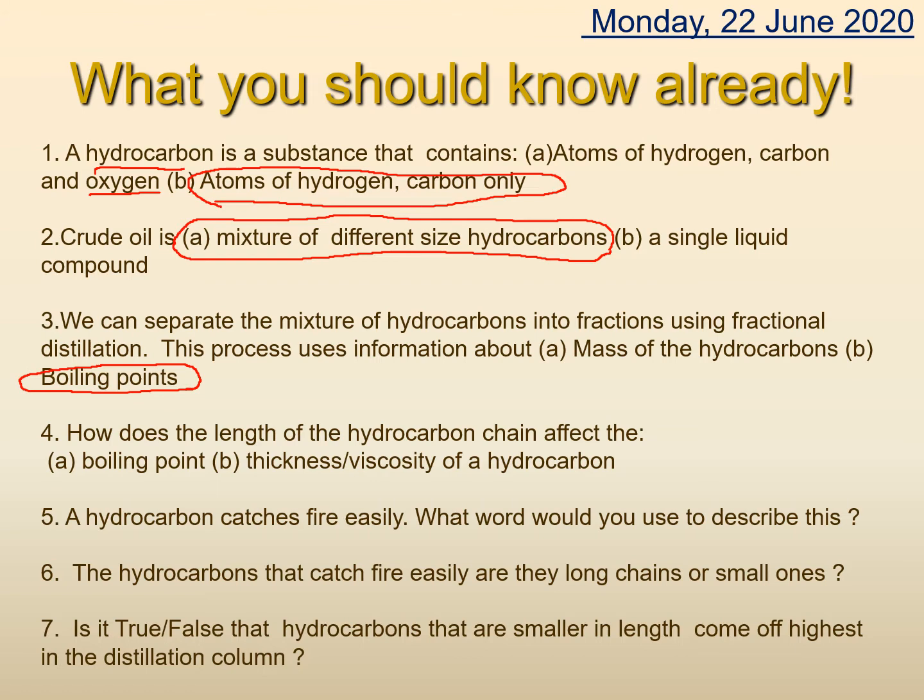Okay, number 4. How does the length of the hydrocarbon chain affect the boiling point? Well, increasing length increases the boiling point. The longer the molecules, the greater the intermolecular forces, the more energy required to boil them. B. The thickness or viscosity. Once again, increasing chain length increases viscosity, making them less runny. Thickness or viscosity of hydrocarbon increases with increasing chain length, again due to those intermolecular forces increasing in strength or number.